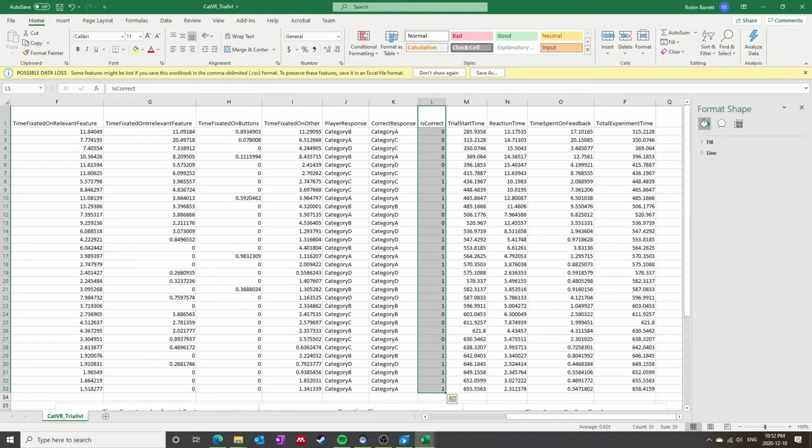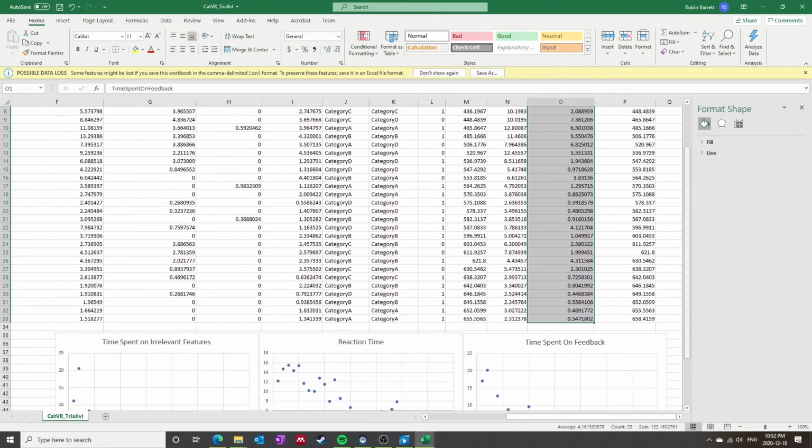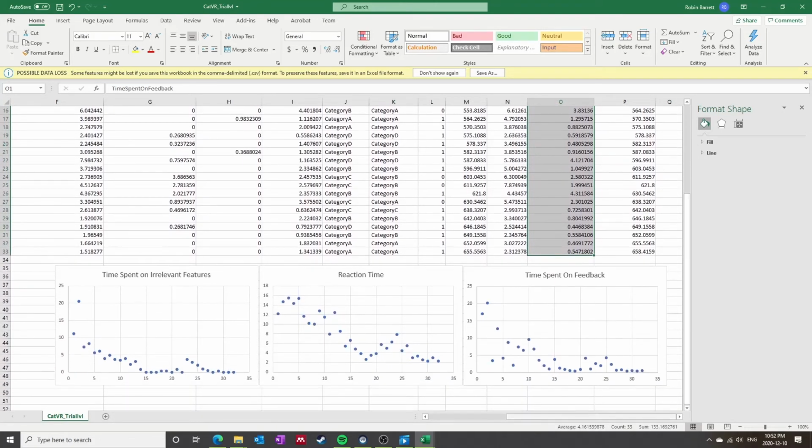Among the other important information, you also get their accuracy, their reaction time. As well, you see how much time they spent during the feedback phase, incorporating feedback into their future answers. And this allows you to do some basic analyses, such as you can see in the graphs here.